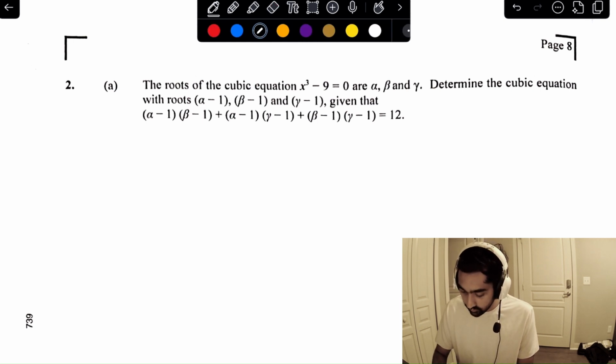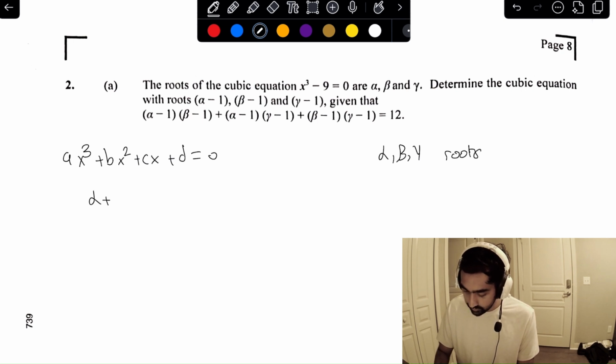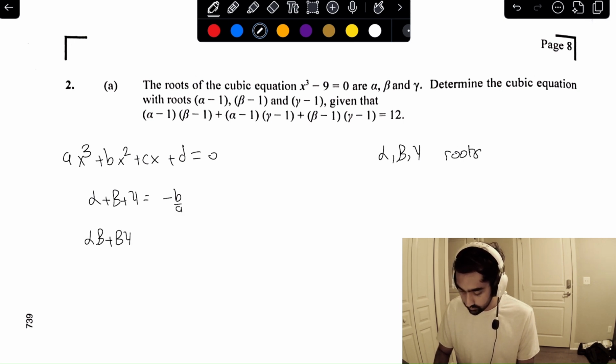Vieta's formula says if you have a cubic of the form ax cubed plus bx squared plus cx plus d equals 0, with roots alpha, beta, and gamma, then alpha plus beta plus gamma equals minus b over a. Alpha beta plus beta gamma plus alpha gamma is equal to c over a. Then alpha beta gamma is equal to minus d over a.